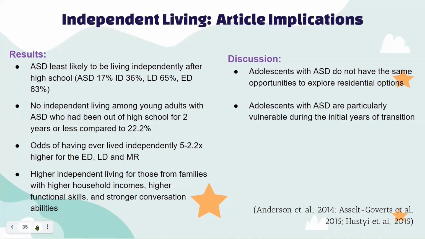In another study by Asselt-Gaberts et al. in 2015, the social networks of adolescents with ASD were compared to the social networks of neurotypical participants. It was found that adolescents with ASD reported lower satisfaction with the social networks in their communities, and lower satisfaction was identified as a barrier to successful transition to independent living.